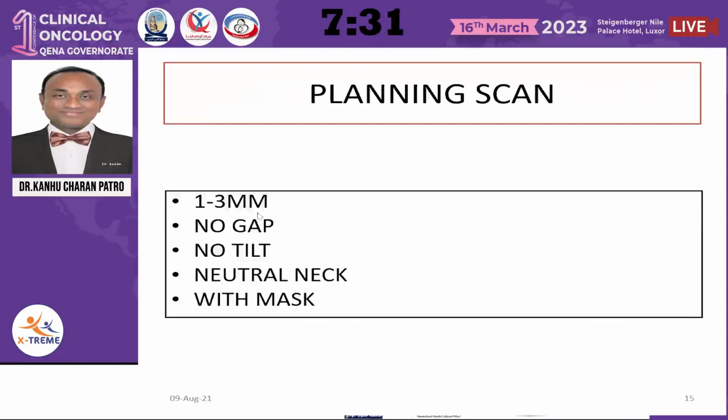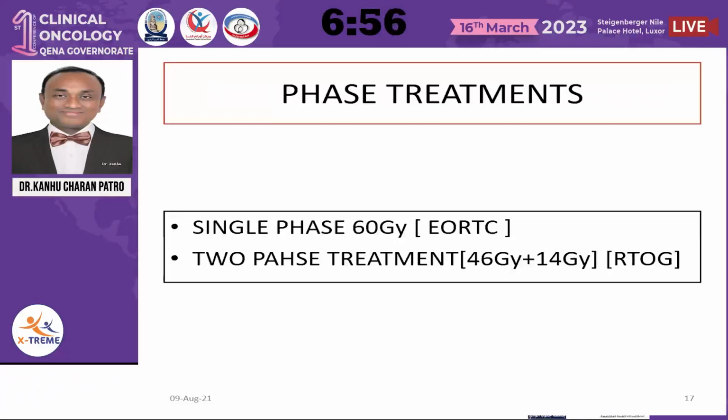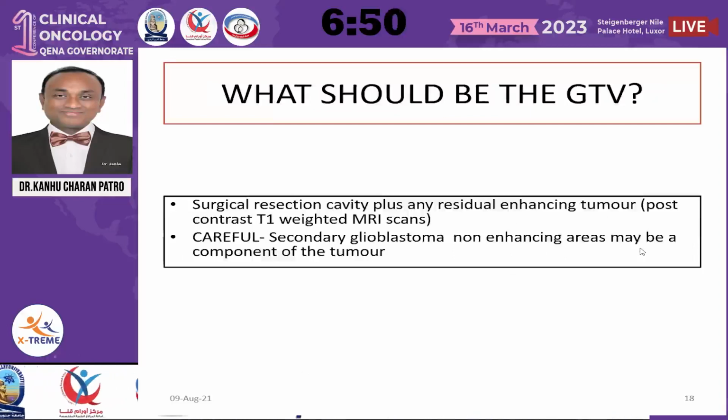The planning scan should be a CT scan with 1 to 3 mm slices, no gap, no tilt, neutral neck with mask, and contrast. The planning MRI should be 1 mm, no gap, no tilt, neutral neck, 512 matrix, full FOV, from vertex to C5. CT and MR should be done with a minimal time gap, and both need contrast. PET, such as MET PET, may be useful in the context of re-radiation, and you need an FSPGR or MPRAGE 3D contrast sequence. If you want to plan a single-phase treatment, it is EORTC; a two-phase treatment is RTOG. So what should be our GTV?